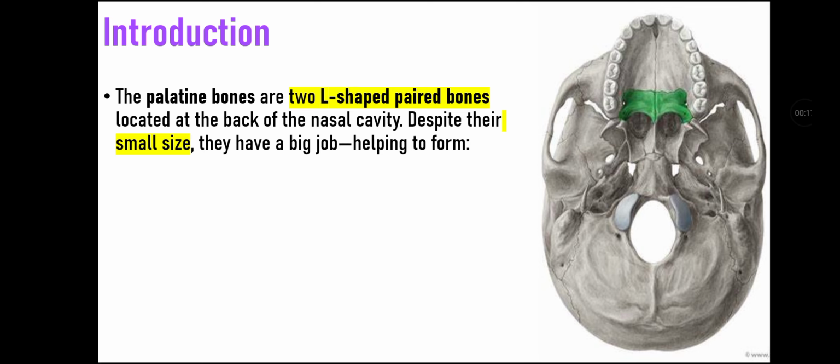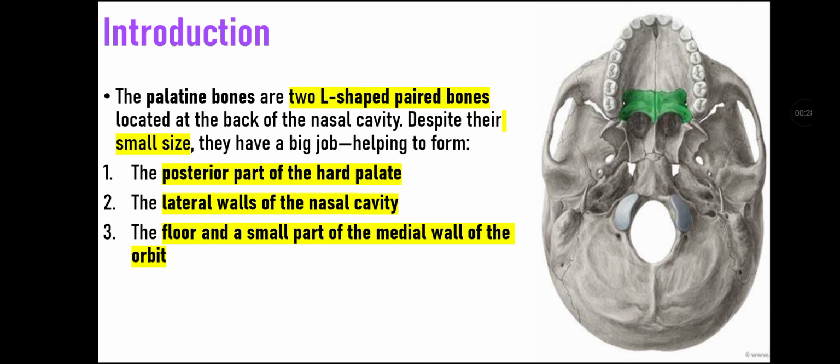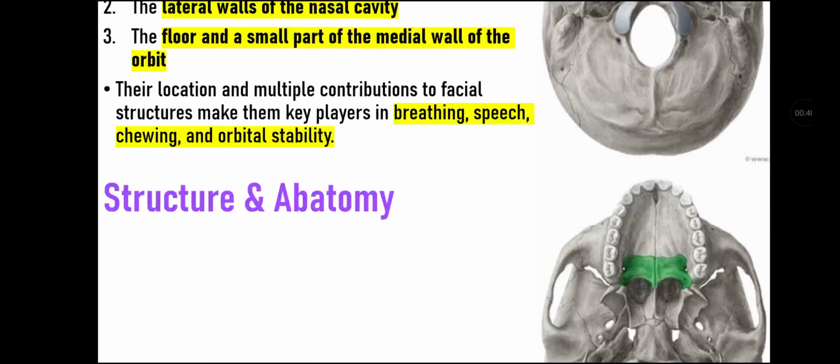Palatine bones are two L-shaped paired bones located at the back of nasal cavity. Despite their small size, they have a big job helping to form the posterior part of hard palate, lateral wall of nasal cavity, and the floor and small part of medial wall of orbit. Their location and multiple contribution to facial structure make them key players in breathing, speech, chewing, and orbital stability.